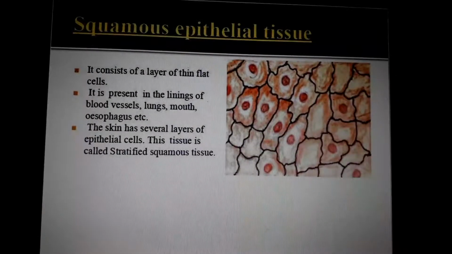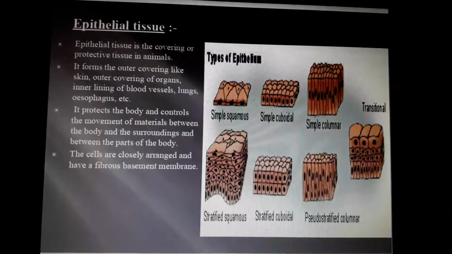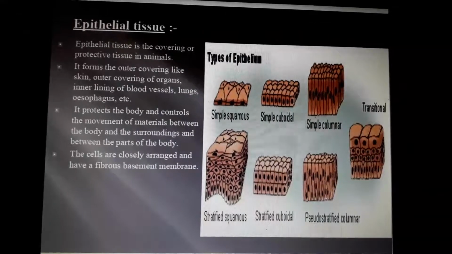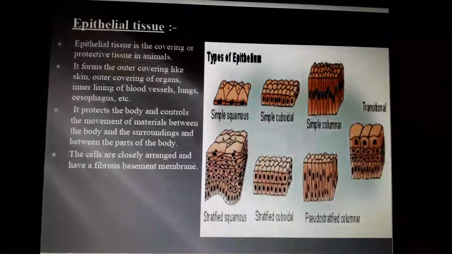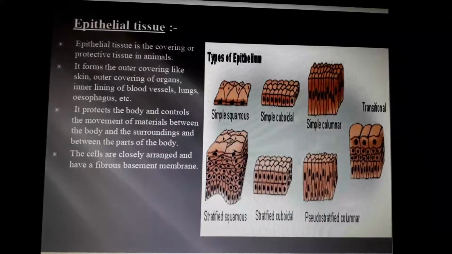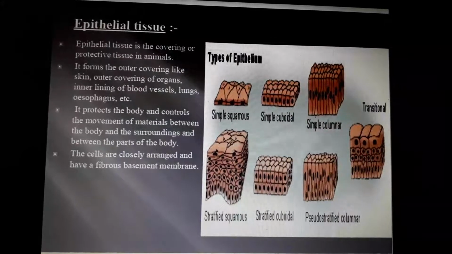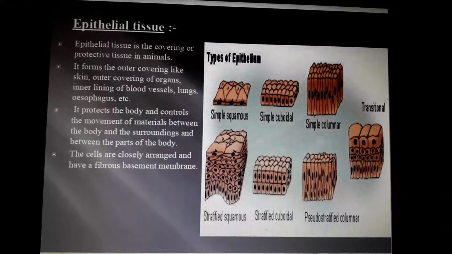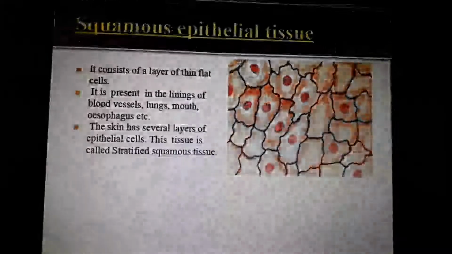See, first one was squamous. Squamous is divided into two: simple squamous and stratified squamous. Simple squamous means one small layer of epithelial tissues. It's a thin layer like a paper. It's thinner than bread, very thin, but it is like a layer of paper. And stratified means a group of simple squamous layers.